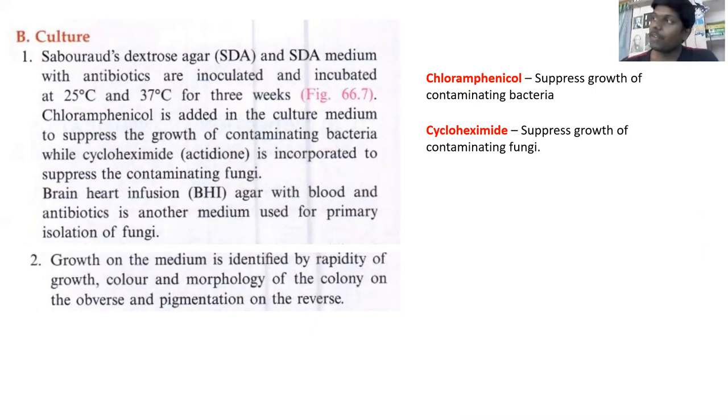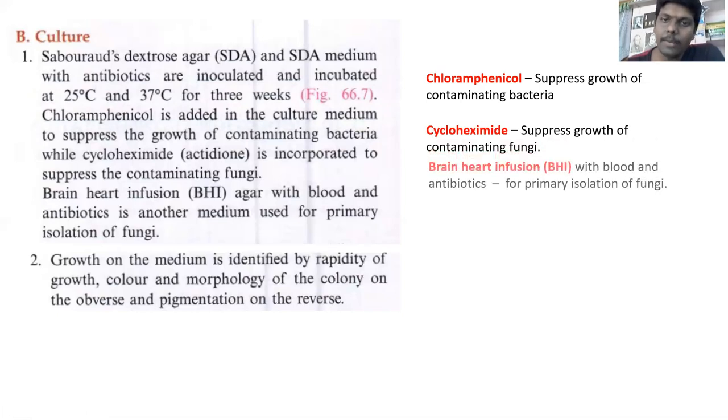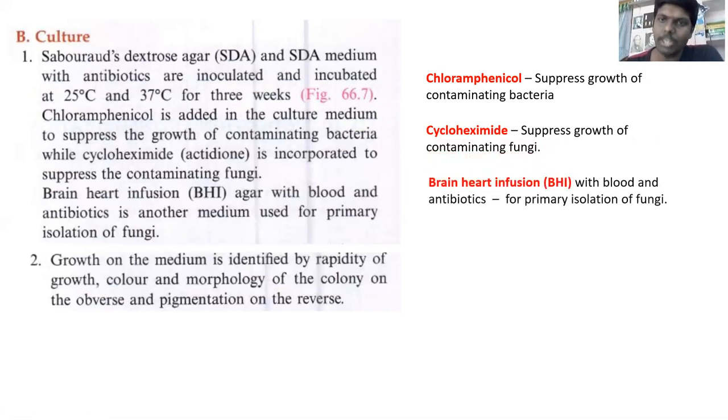Contaminating fungi. Fungi are everywhere in the environment, so we don't need all the normal fungi to grow in our lab. We need only the clinically important medical fungi to grow. In order to suppress these contaminating fungi, we will add cycloheximide. And for getting specific medical fungus growth, we will add brain heart infusion and blood with antibiotics, so that we will get the primary isolation of fungi, the fungi which we desired to get.